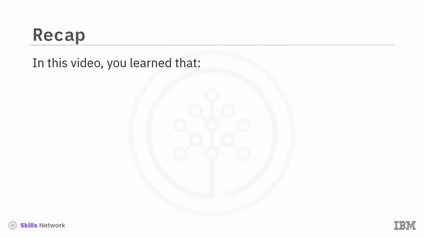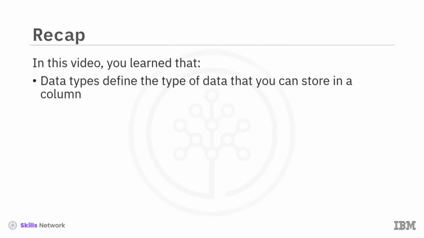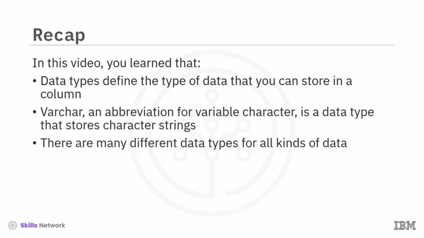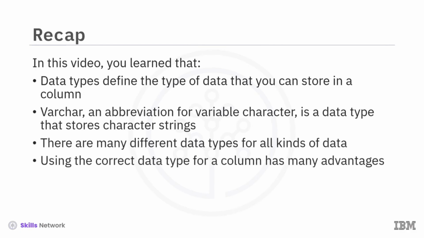In this video, you'll learn that data types define the type of data that you can store in a column. Varchar, an abbreviation for variable character, is a data type that stores character strings. There are many different data types for all kinds of data. Using the correct data type for a column has many advantages.